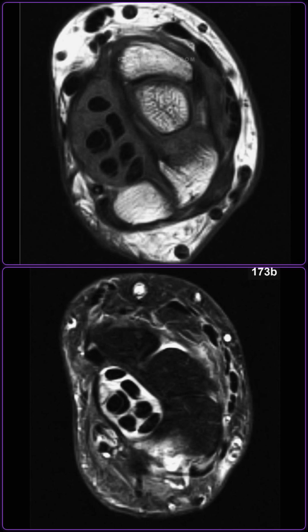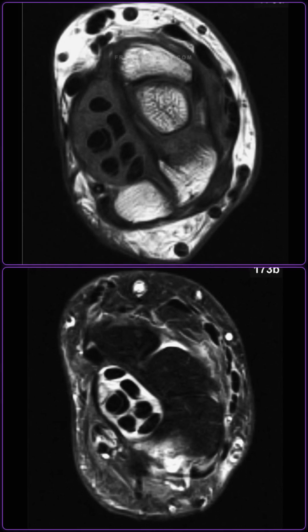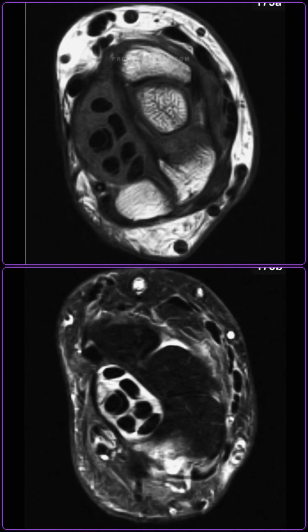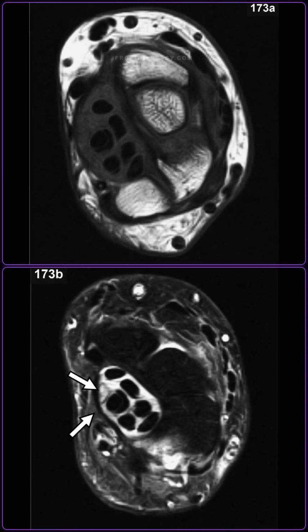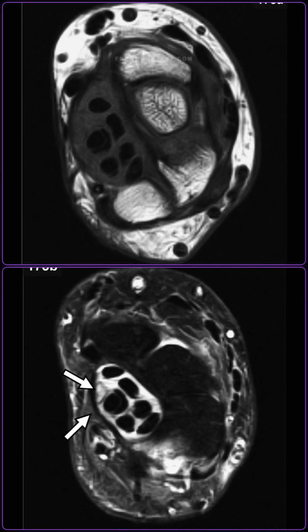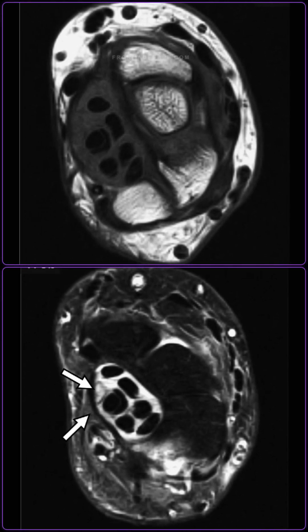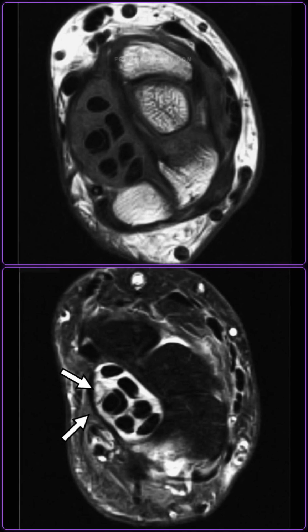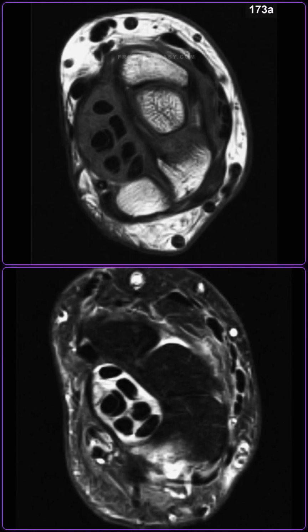Okay, I see it. The magnetic resonance images demonstrate several classic features of median nerve compression. On the T2-weighted fat-saturated image, there is abnormally high signal intensity and enlargement of the median nerve. There is also prominent palmar bowing of the flexor retinaculum.